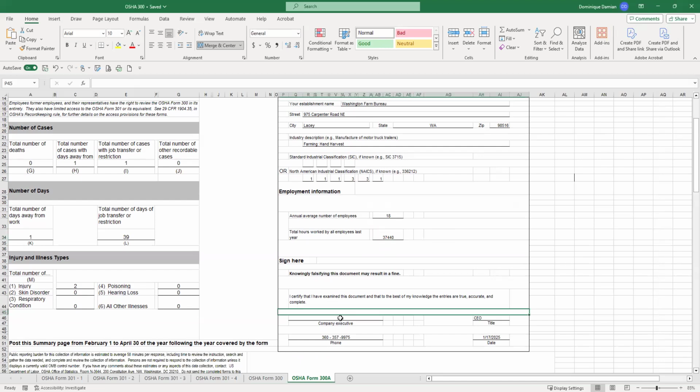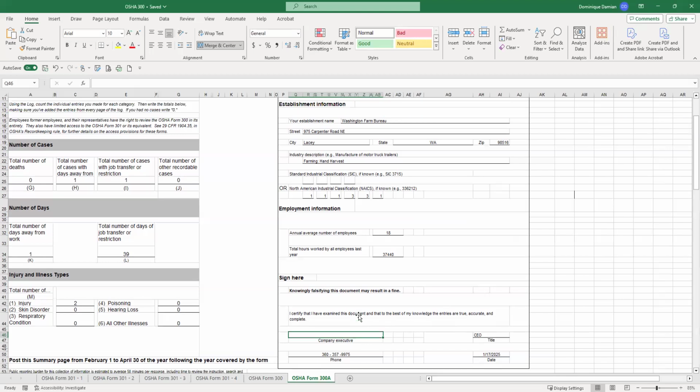And then the company executive, the person that's supposed to sign, has got to be your highest level at the company that should be signing it. So your CEO, the owner, or a representative if it's a corporation. So that is it. That's the quick tutorial for this year's OSHA 300 logs.